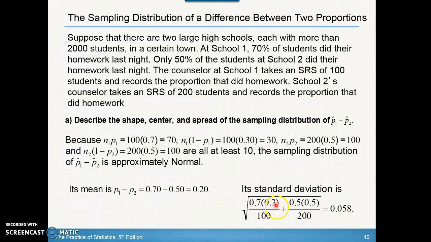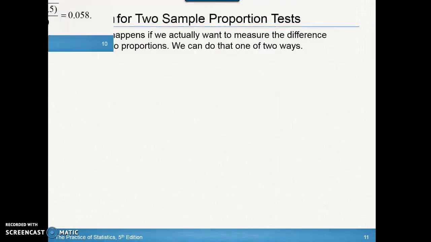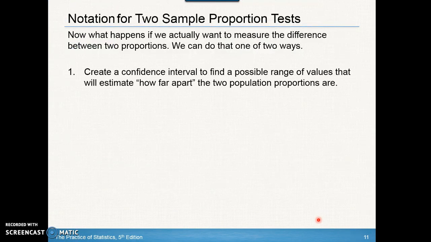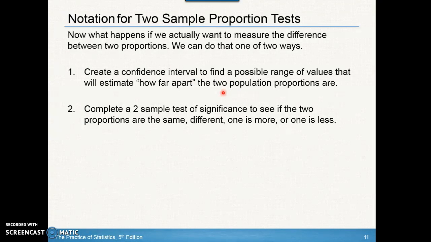And then the standard deviation is just the combination of the two standard deviations together and then taking the square root. Okay, now what if we want to actually measure the difference between the two proportions? How different are they really? We can do this in one of two ways. One, we can create a confidence interval to find a possible range of values that estimate how far apart the two population proportions are. Remember, a confidence interval gives us a range of values where the true difference in the two proportions can be. Two, we can complete a two-sample test of significance to see if the two proportions are the same, different, one is more, or one is less. Did the schools do the same amount of homework, did one school do more, or did one school do less?